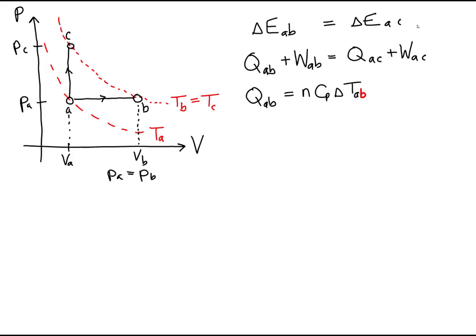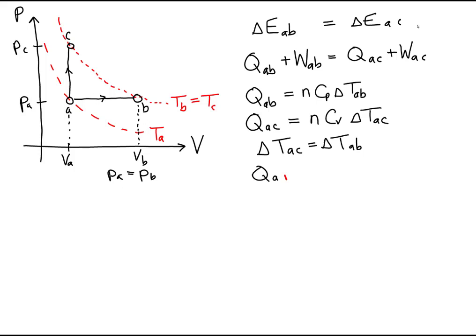We can also determine an expression for the heat from A to C for the isochoric process, and that's given by the number of moles times the molar specific heat at constant volume, since it's an isochoric process, times the change of temperature from A to C. Now remember, the change of temperature from A to C is equal to the change of temperature from A to B. So we could write that the heat exchange from A to C is equal to the number of moles times the molar specific heat at constant volume times the change of temperature from A to B.